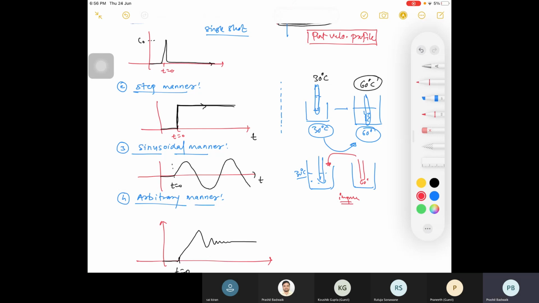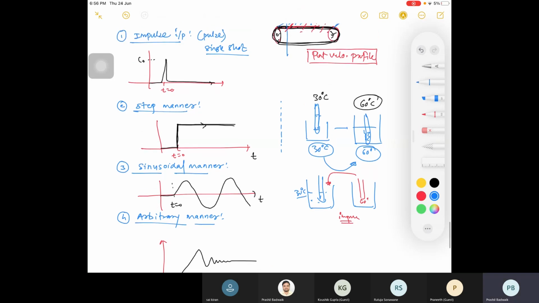Here you can see, in impulse input what happens? I just drop it and leave it. So how much amount of pressure is applied? Very small, a pinch of color you can say. So the amount of tracer required is very less. So this is your efficient one.